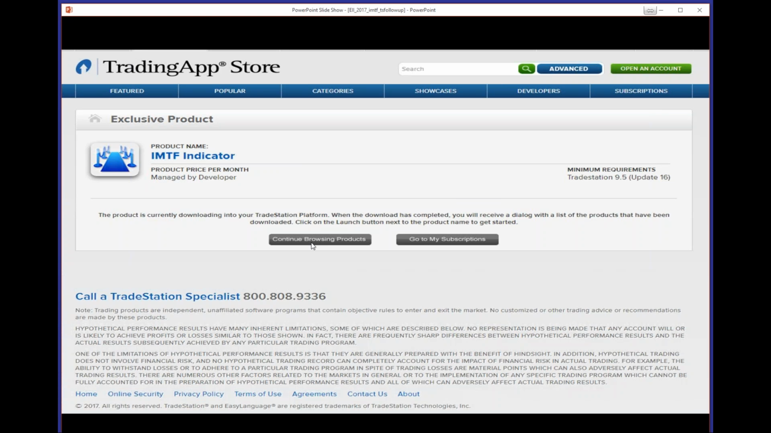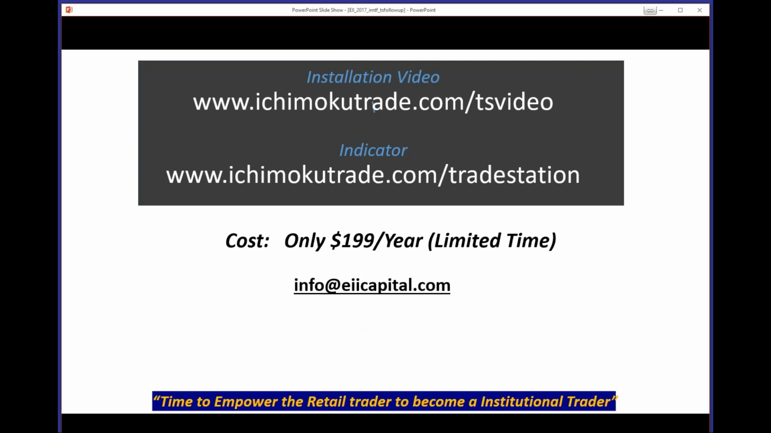Okay, so now you could click on these buttons here, go to my subscriptions, and it'll automatically take you to your Tradestation app store, and you could basically click on it and it'll install it as a regular indicator for you along with a workspace. I'm going to show you that in just a moment. Okay, so let's come here and let's flip screens now.